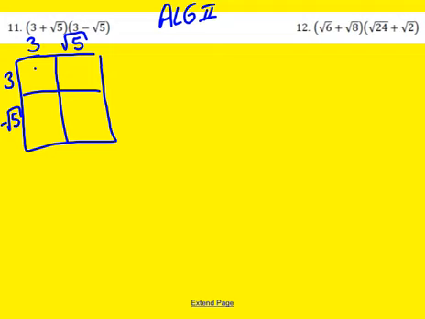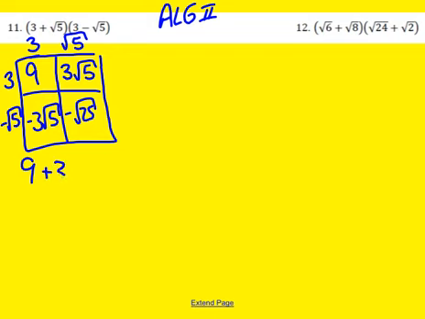Alright, 3 times 3 is 9. 3 square root 5, that should be common. This would be negative 3 square root 5. This would be negative square root 25. And I like the way that looks.